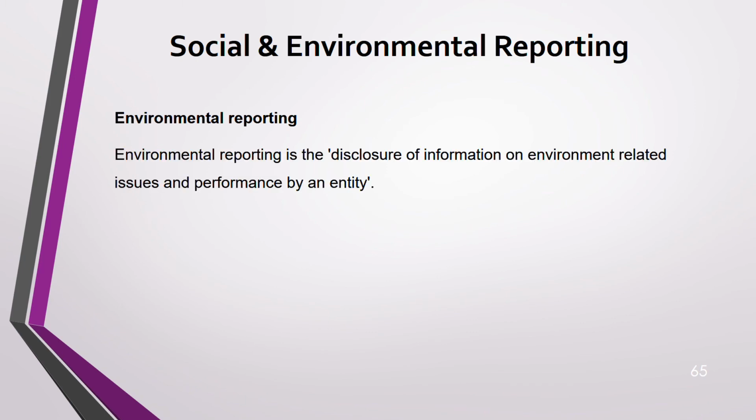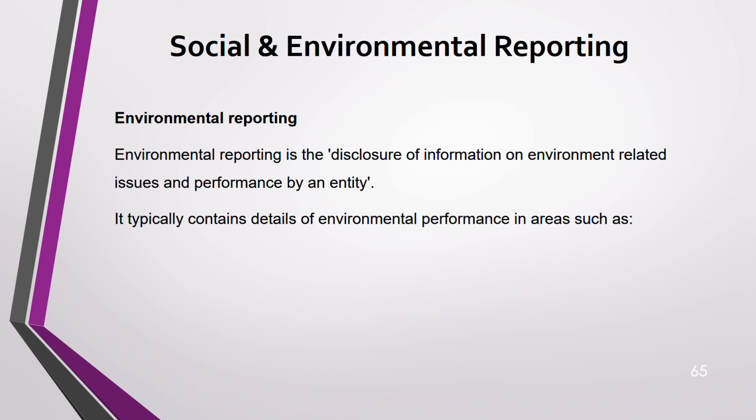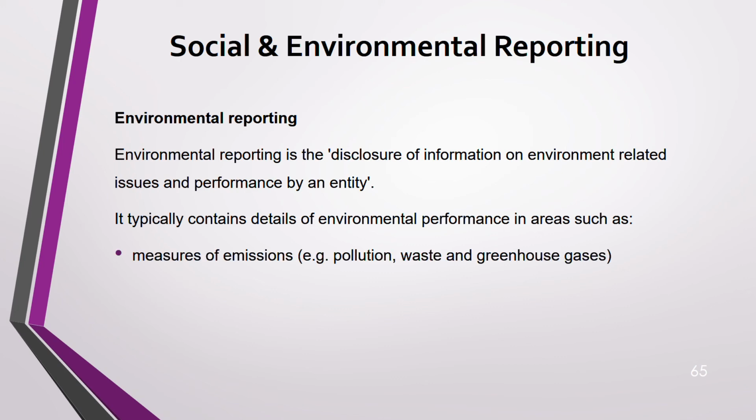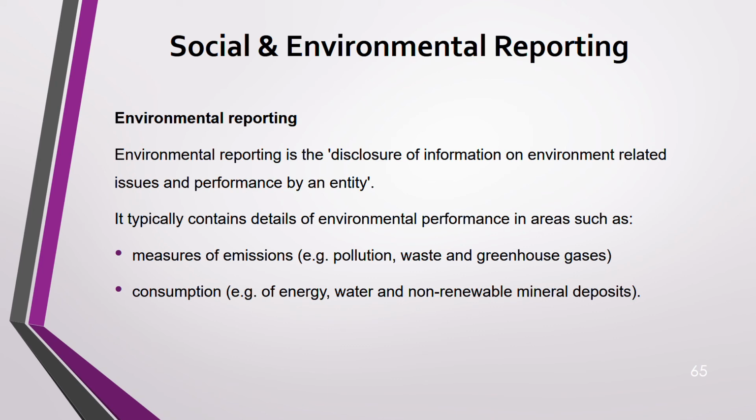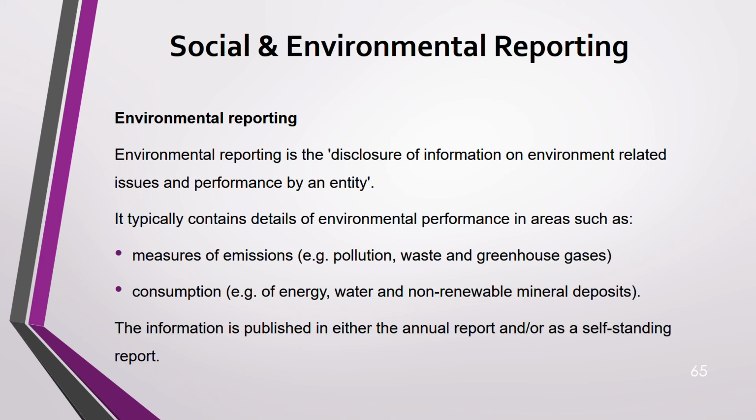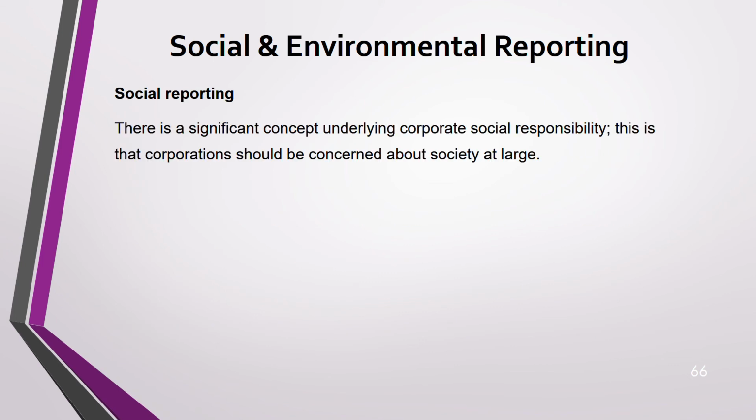So environmental reporting, we'll see. You disclose whatever environmental issues you have and how you have performed against them. That is known as environmental reporting. These are the areas. Please go on Google and check environmental reporting also, to check the areas of the report. It includes measures of emissions, pollution, waste, greenhouse gases, consumption. This information can either be included in the annual report or given as a separate report. Social reporting.